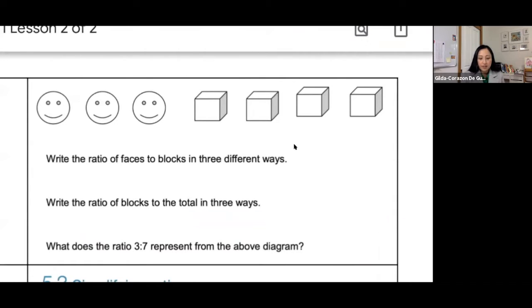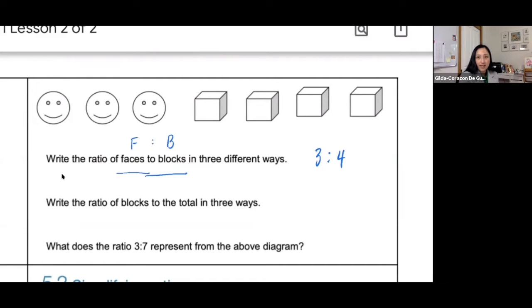Write the ratio of faces to blocks in 3 different ways. 3 to 4. So that's one. It said in 3 different ways. Can we say 4 to 3? Are they the same, 3 to 4, 4 to 3? I thought we said something very important yesterday about ratios, about the terms in the ratio. Who can remember? So is it 3 to 4 or 4 to 3? Remember, it's faces to blocks, right?